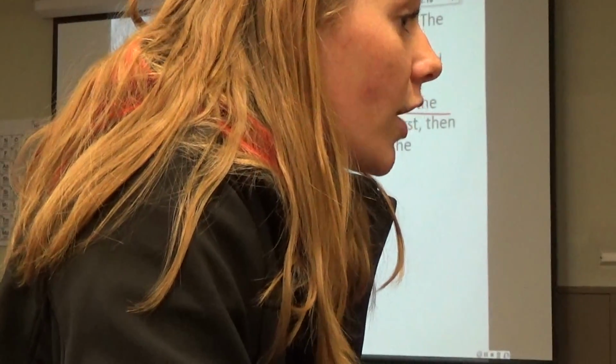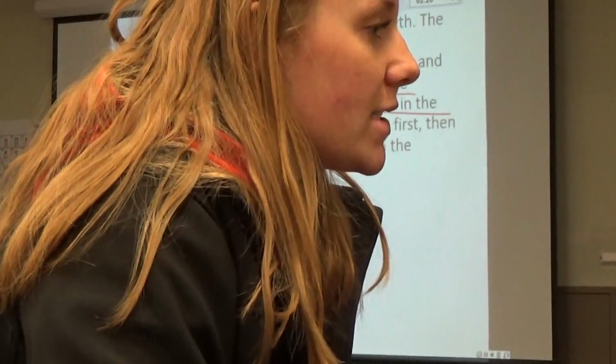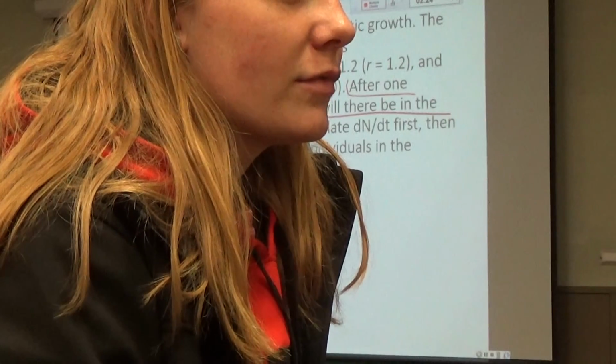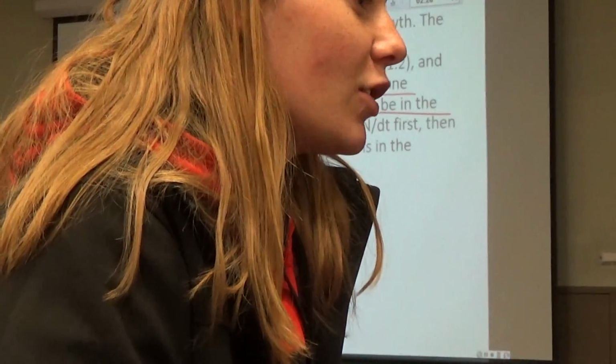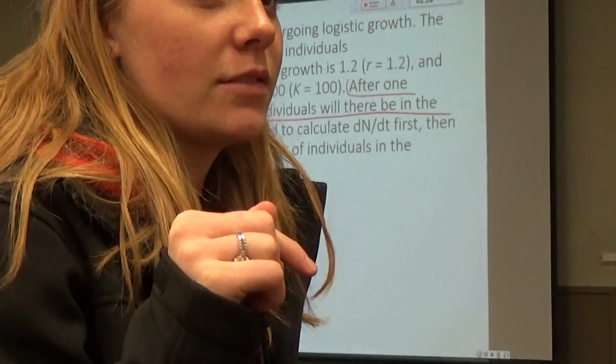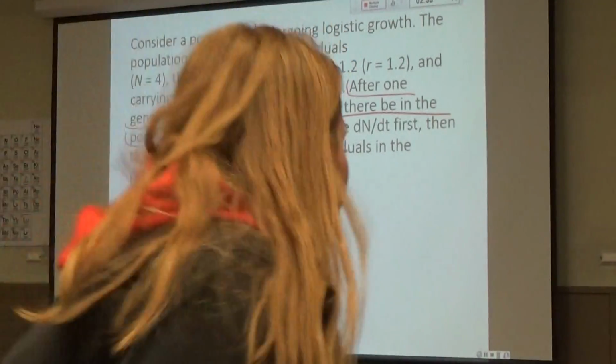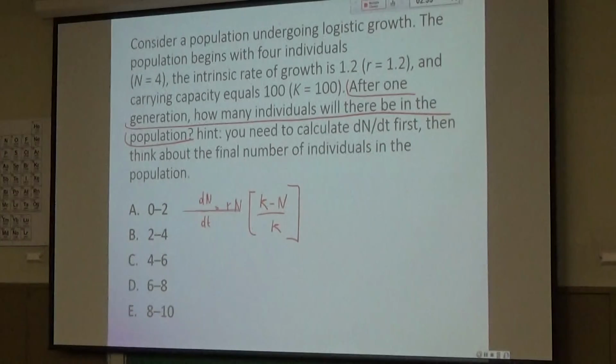Minus 4 over 100, which would come out to 0.96 times 4.8, which would give you 4.6, and then you add that to 4. So 8.6. Does that make sense? In this question, it's not asking for your rate in millions, it's asking how much. So you get how much it's increasing by, then you just add that to it.